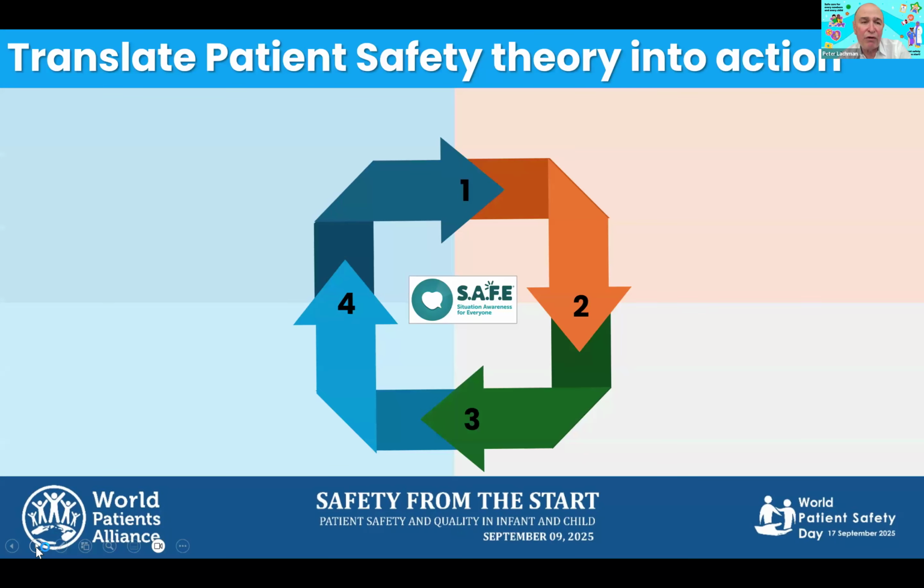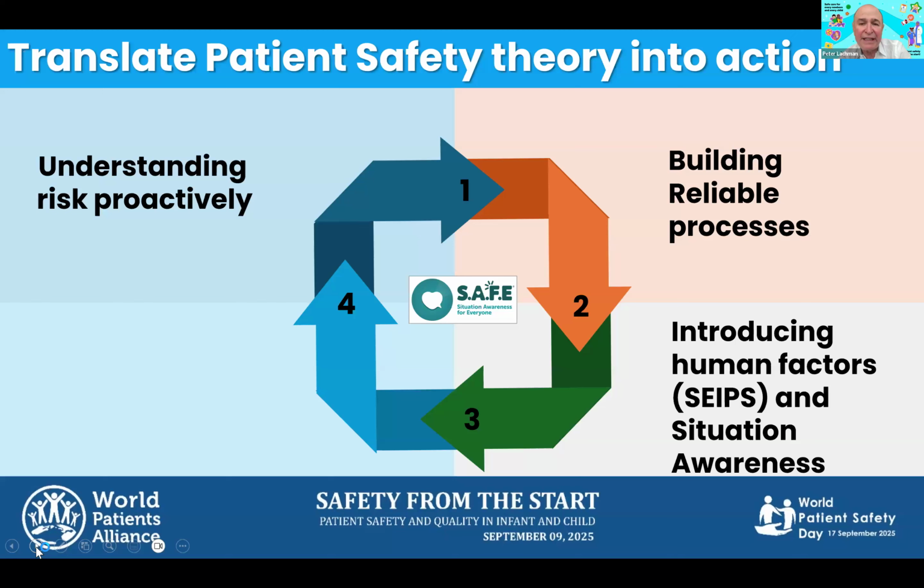You can click through for these 4, please. The first thing is we have to understand risk proactively. So we're moving from reactive to proactive. That means we're trying to predict who may deteriorate, who may fall, who's at risk of medication harm, rather than reacting to the event, which is how patient safety started. Then we look at building reliable processes, and I'll show you a few things that you have to do. And that means that we standardize our processes and we do what we're supposed to do all the time.